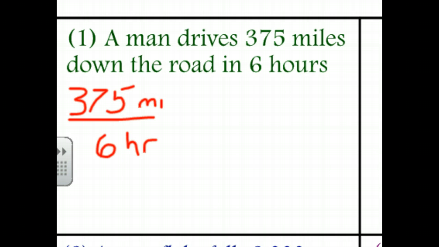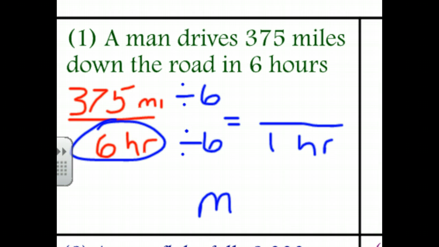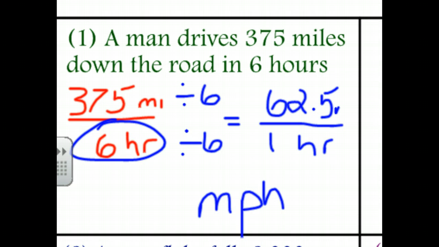If we wanted to change it into a unit rate, we need to make the denominator value into 1. So we divide by 6, because 6 divided by 6 is 1. That means we have to divide the first value by 6 as well. This is now miles per hour, or mph. 375 divided by 6, when you actually do the division, 6 goes into 37 6 times. Left with 15, 6 goes into that twice. And then we end up with 62.5 miles per hour.